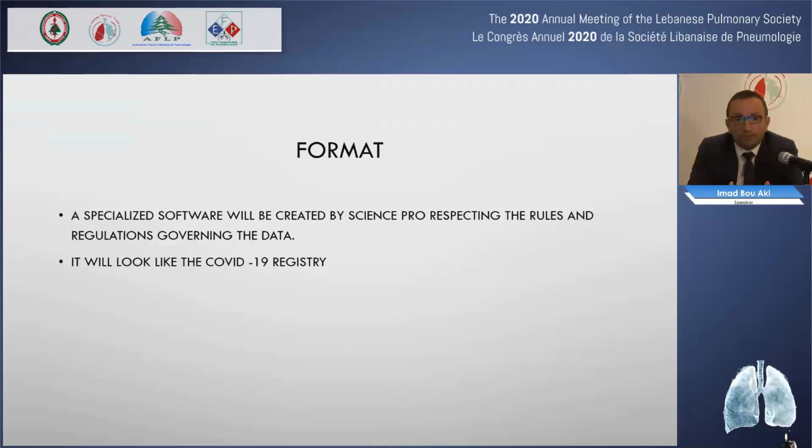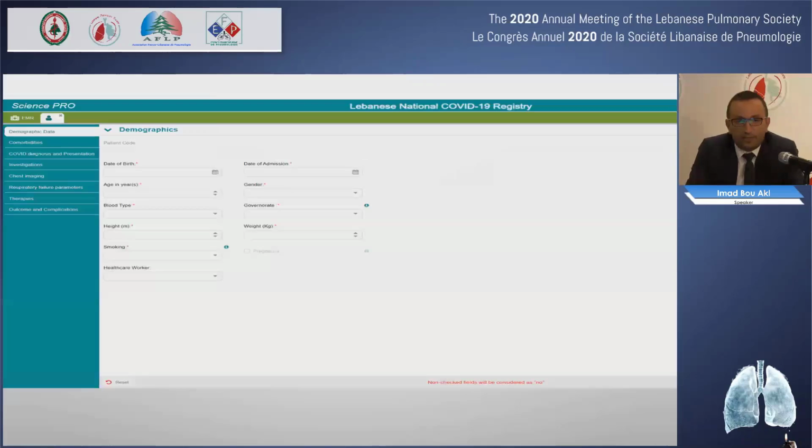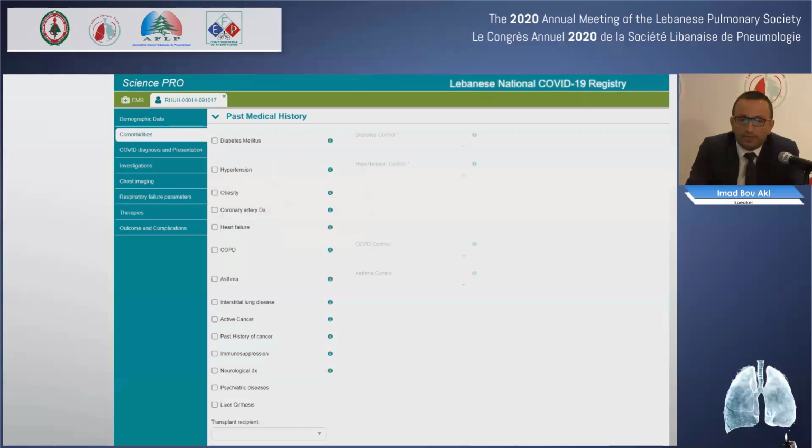A specialized software will be created by Science Pro, respecting the rules and regulations governing the data. Of course, I would like to always remind people about this. It will look like the COVID-19 registry. If you have started using it or not, maybe it just went online, it will look like this. So what you will have is a scroll down. Sometimes you have to enter the data. Sometimes you have just to click and choose something. This is an example, obviously from the Science Pro Lebanese National COVID-19 registry. It's the same software, but obviously different variables. And this is more longitudinal. Hopefully we will get rid of COVID. I don't know, maybe it will run as long as the others, but hopefully not.